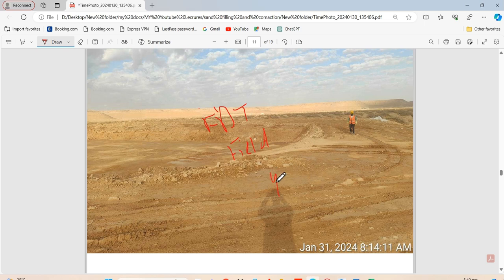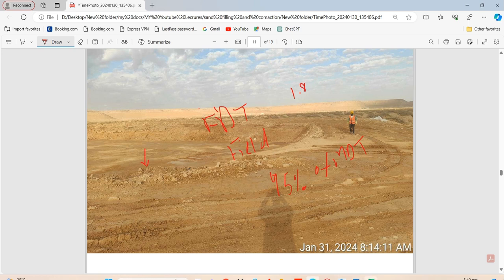How much? Minimum 95% of MDT. What is MDT? MDT is maximum dry density, which should be calculated in the lab. In this project we calculated this value to be around 1.8. So your compaction on this site, after you apply the field density test, should be 95% of this 1.8.